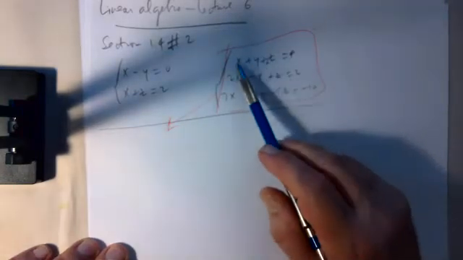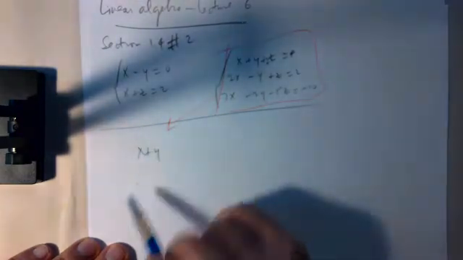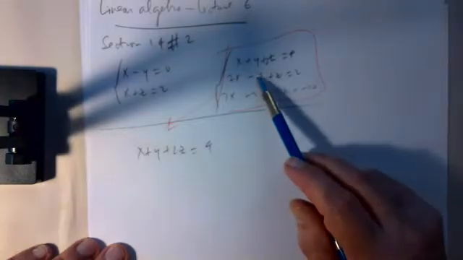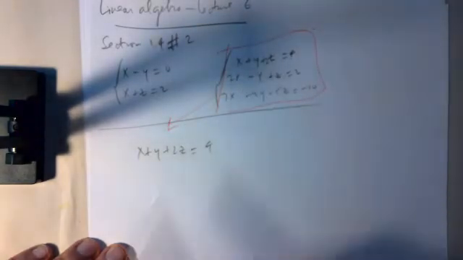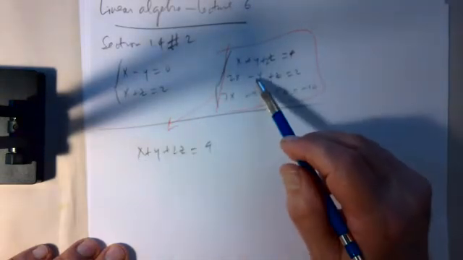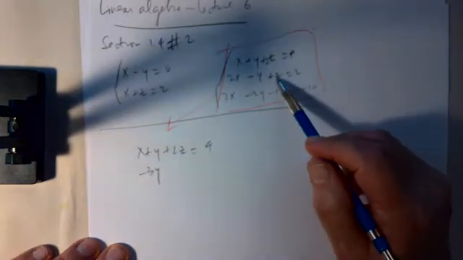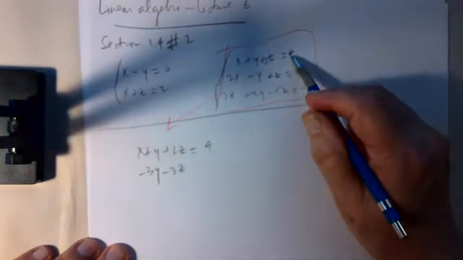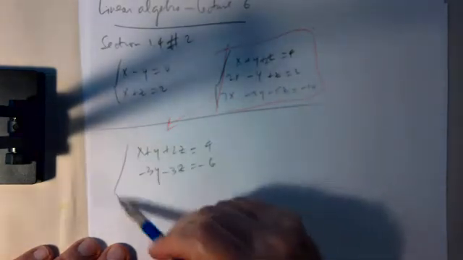My first equation, x starts with a coefficient 1. That's good. So x plus y plus 2z equals 4 is the first equation. If I take the second equation and subtract 2 times the first equation, that gets rid of the x. So I get 2x minus 2x is 0, minus y minus 2y is minus 3y, z minus 4z is minus 3z, and 2 minus 8 is minus 6. That's the new second equation.